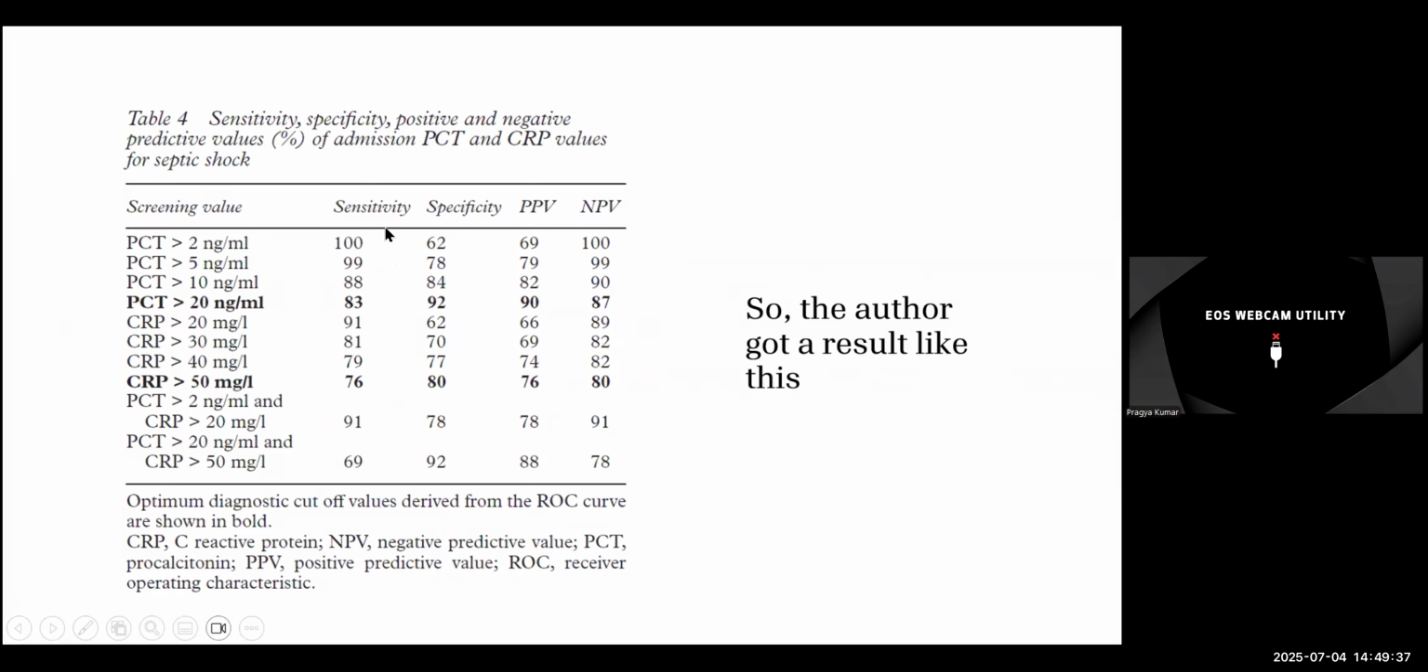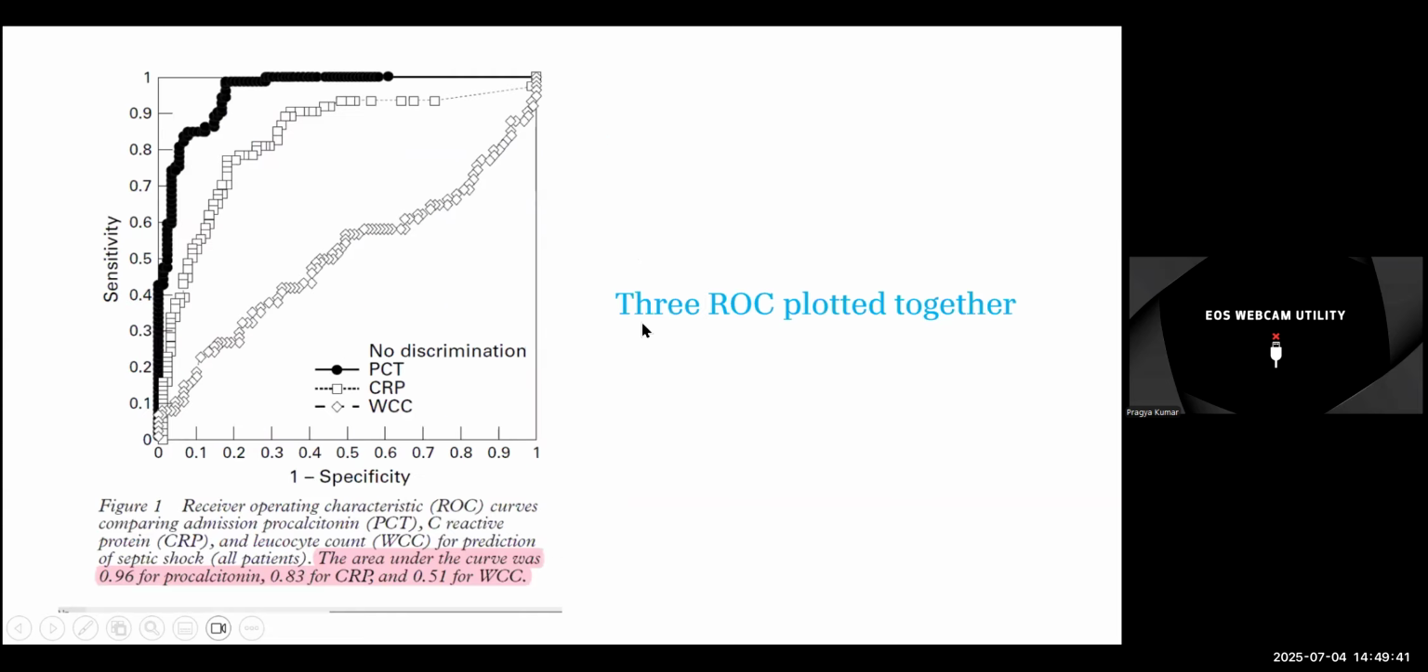So he has given the cutoff of all the three values: procalcitonin, CRP, and then taking both procalcitonin and CRP together. So he has again given the sensitivity, specificity, PPV and NPV of these cutoffs. And then he has plotted all these three ROC curves together: procalcitonin, CRP, and the leukocyte count.